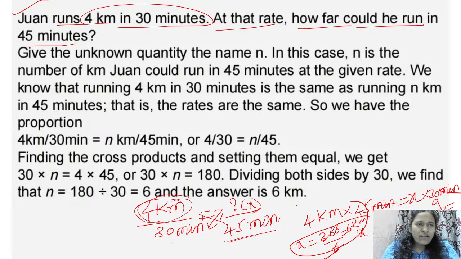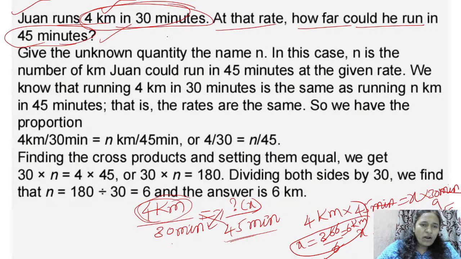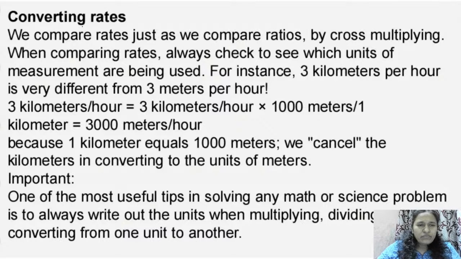If it is given in the question, this is the rate: if he is going 4 kilometers in 30 minutes, then how much distance will he go in 45 minutes? The rate is the same, but we don't know the distance he is covering in that time. That's why we have to compare the two ratios. Then, converting rates: we compare rates just as we compare ratios.